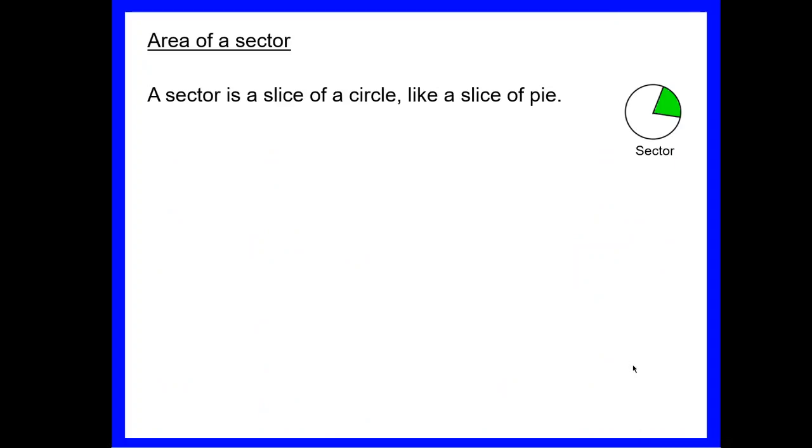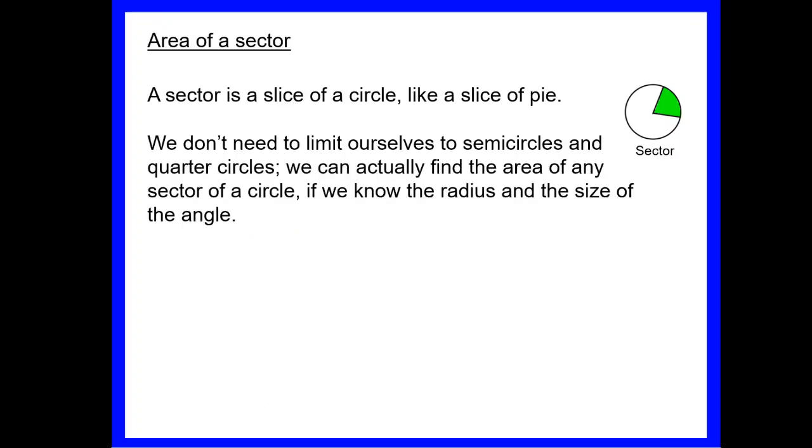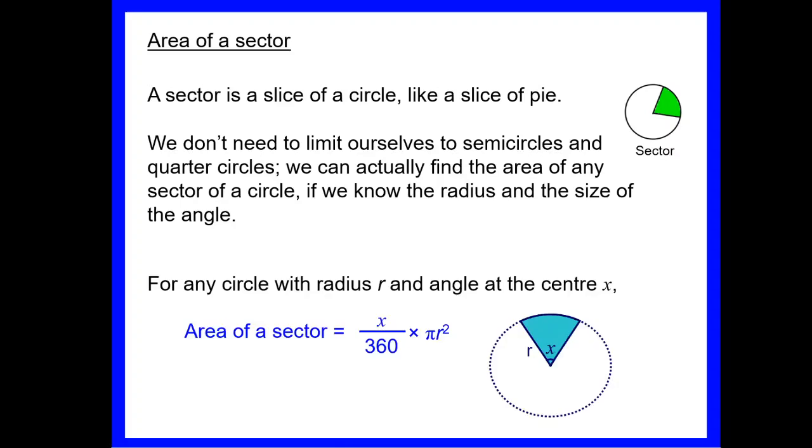Okay then, so here we've got the area of a sector. A sector is a slice of the circle, like a slice of pie. So we don't need to limit ourselves to just semicircles and quarter circles. We can find the area of any sector of a circle as long as we know the radius and the size of the angle of the sector that we're interested in.